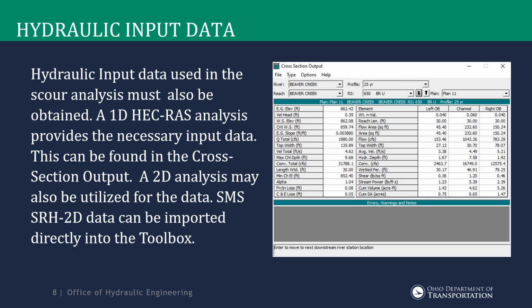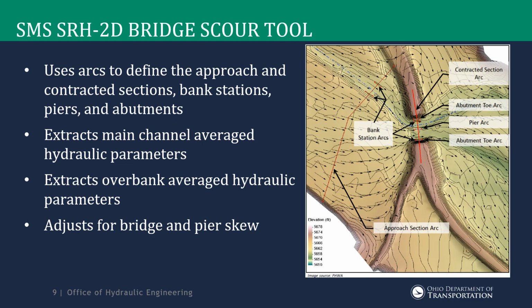There is also 2D analysis you can use, and specifically the SMS SRH-2D data can be imported directly into the toolbox, which is a nice feature. Just to show you what can happen with the 2D, you can define arcs upstream and at the contraction section, and it will extract all of the hydraulic information, and it can adjust for skews.